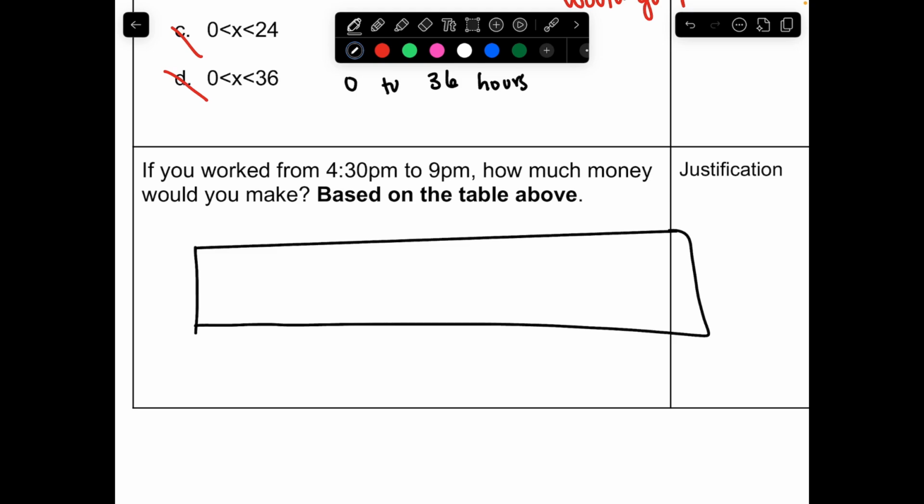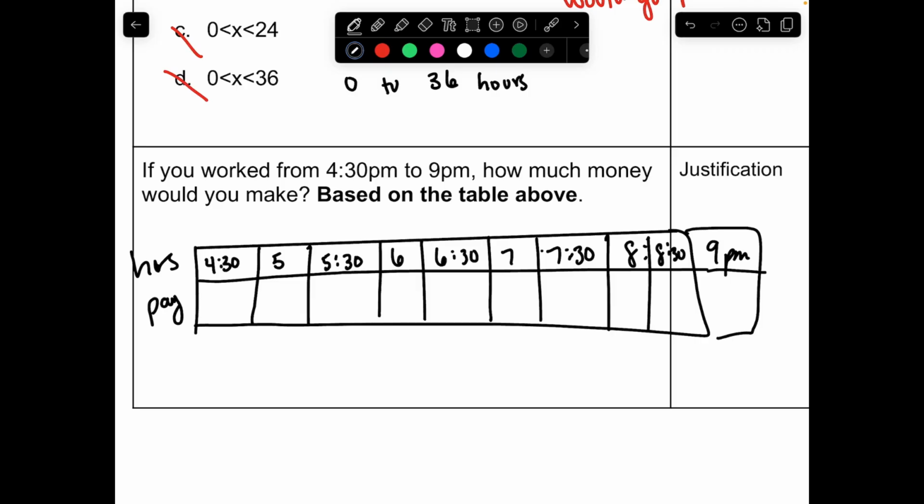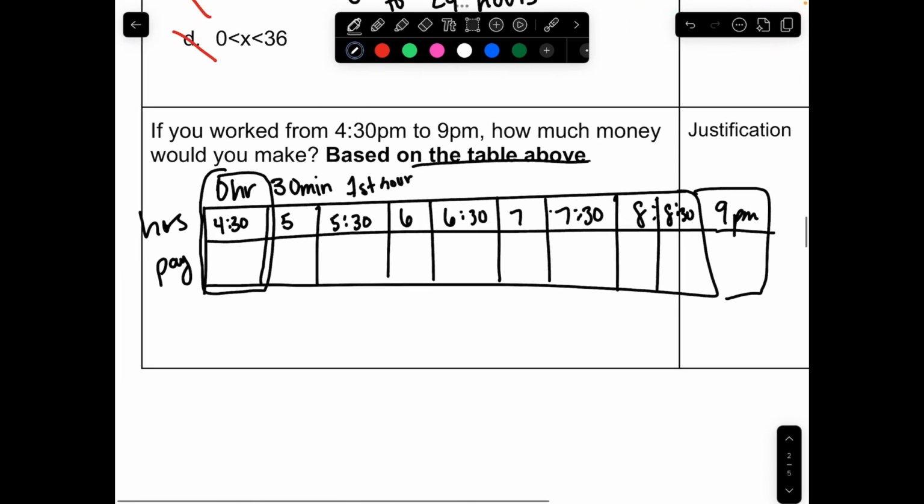Okay, so let's make a table here. So we have our hours and we have our pay here. So at 4:30, go ahead and just fill out your table. You can skip this here. 7:30, 8:30, and 9 p.m. Okay, so we know that 4:30 is our 0 hour, and our first 30 minutes is at 5 p.m. and then our first hour is at 5:30. So at 0 hours, how much will be paid based on the table above? At 0 hours, we start at $10.